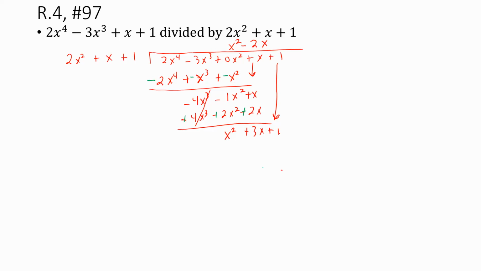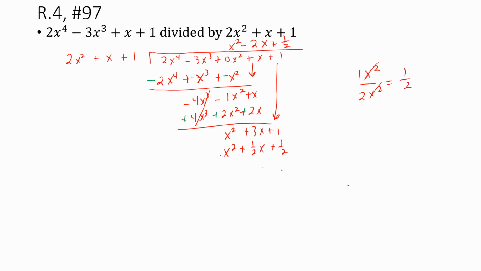So x squared divided by 2x squared. Now be careful with that. Those x squareds would cancel out, which would leave me with 1/2. So the next thing that goes up here is a positive 1/2. 1/2 times x squared is simply x squared. 1/2 times 1x is simply 1/2 x. 1/2 times 1 is 1/2.